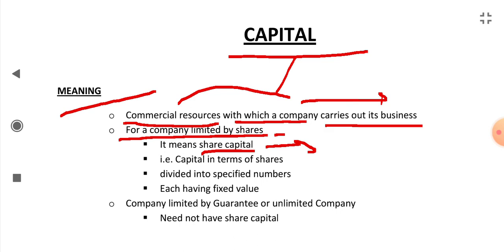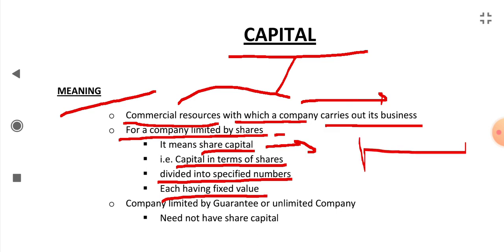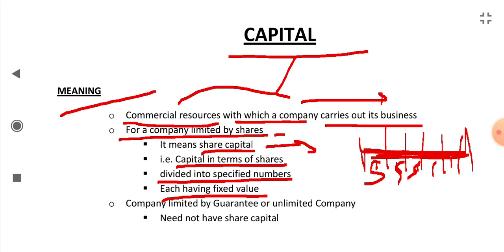That is capital in terms of shares divided into specified numbers, each having a fixed value. Suppose this is the total capital and this capital has been divided into shares, a specified number, like here 1 2 3 4 5 6, there are 6 shares, and each having a fixed value, like each share is of 5 rupees. So when the capital is in this form, it is in the share capital form.